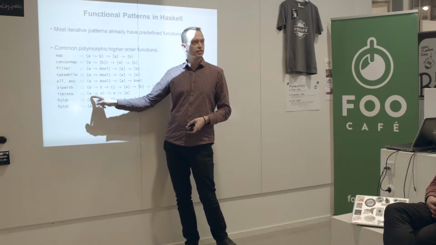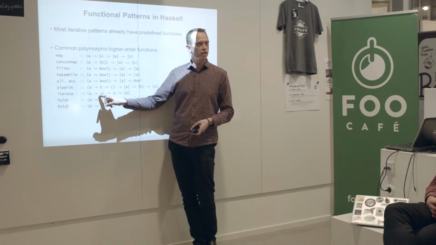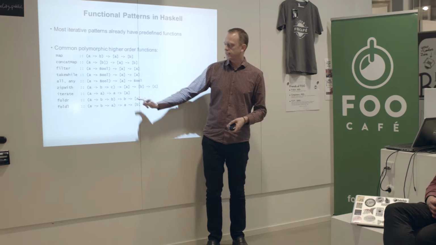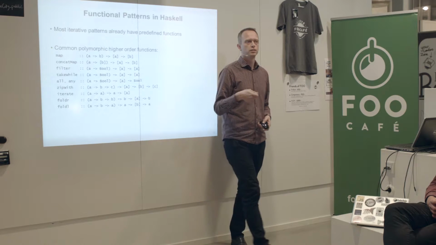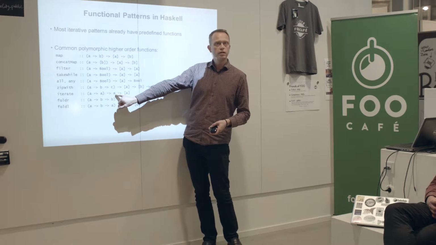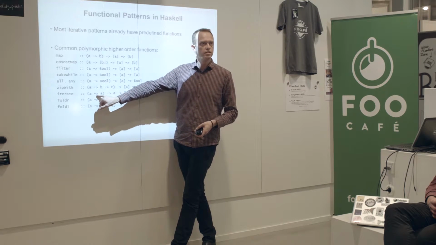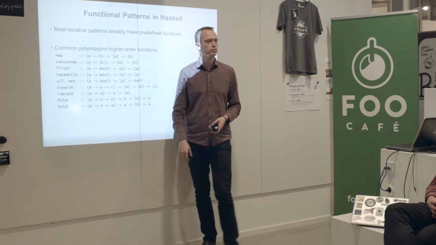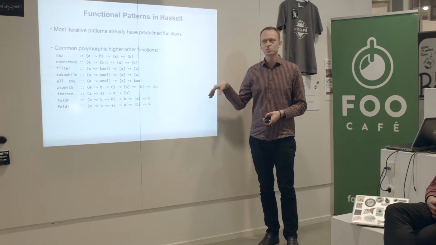Iterate is sort of an interesting function as well. This takes a function from A to A, the same type, and a starting point, and then it produces a list where it just applies the same function over and over again. The first element will be this value, straight off. The second element will be this value with this function applied once. The third element will be this value with this function applied twice, and so on. I'll illustrate how these can be used later on.